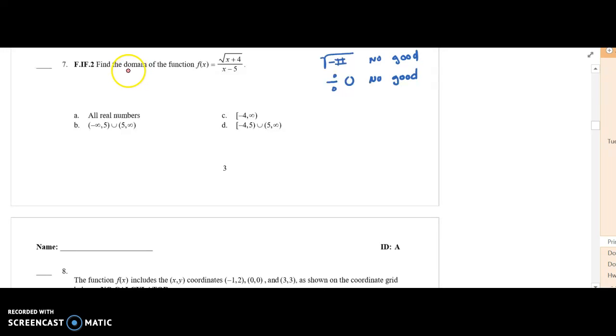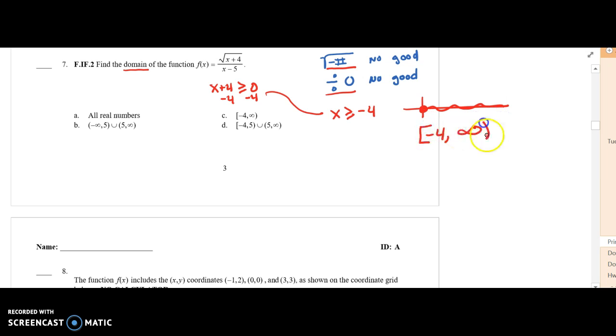The solution to this problem for the domain comes from two facts. We cannot take the square root of a negative number, and we can't divide by 0. So if I let x plus 4 be not negative, which means greater than or equal to 0, and I subtract 4 from both sides, then x must be greater than or equal to negative 4. That would be negative 4 to the right, or negative 4 to infinity.